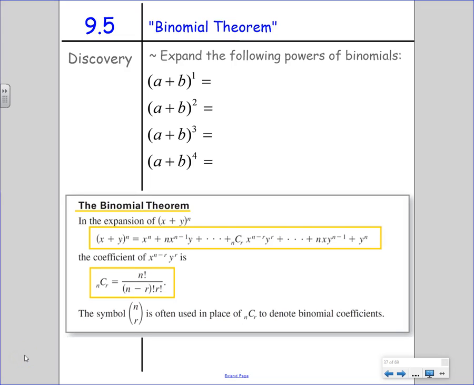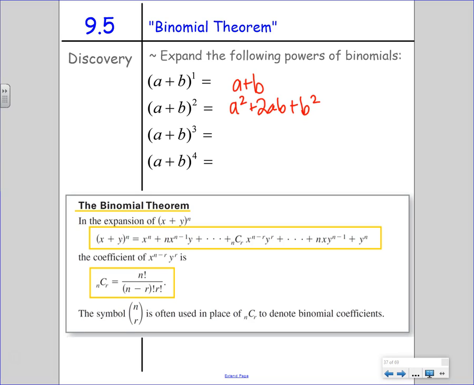What's anything to the 1? Itself. So therefore, a plus b to the 1 would just be a plus b, right? Okay, how about a plus b squared? Ooh, that was close. A squared plus 2ab plus b squared. Some of you had that memorized, and some of you are like, FOIL it and you'll get there, right?